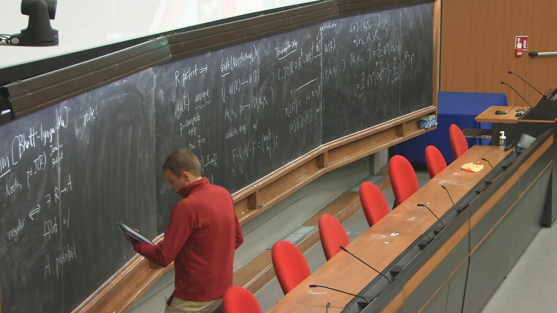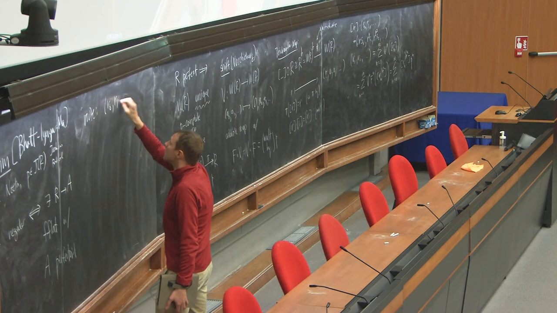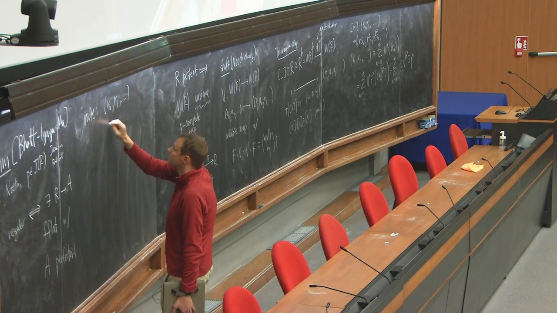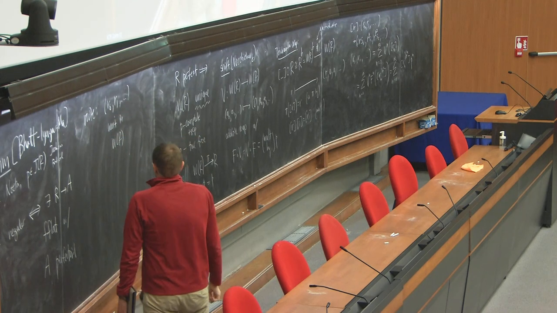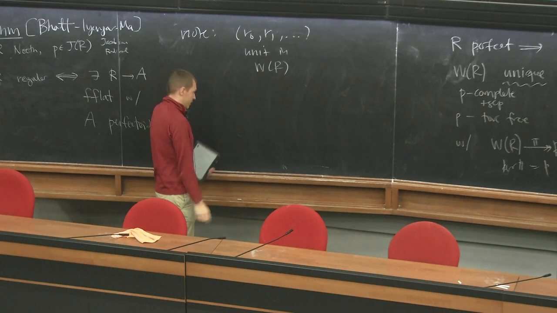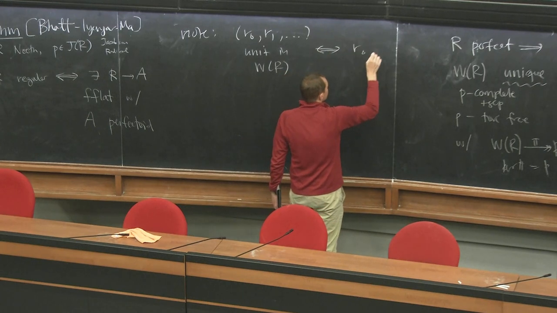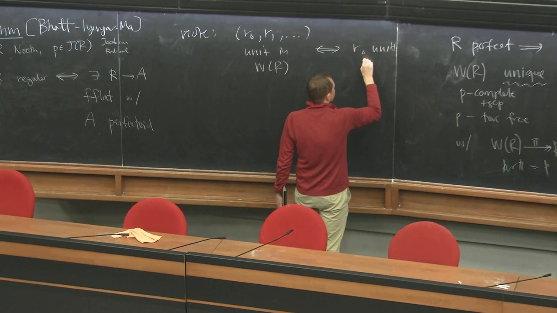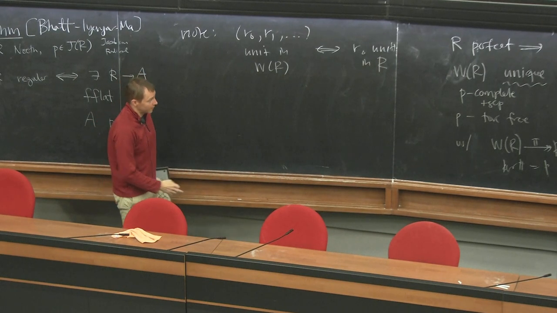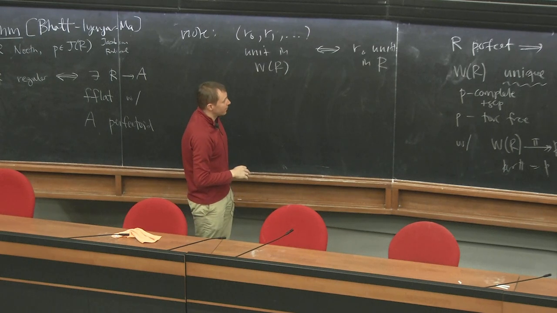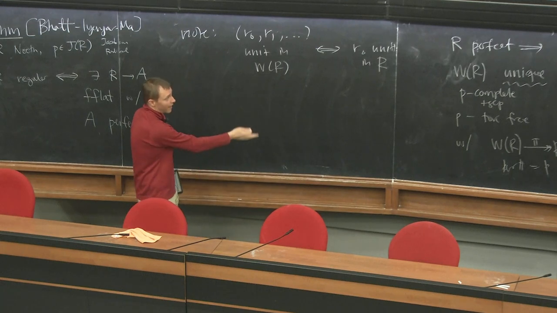All right, so one note and one definition. So note: an element of WR written in these coordinates here is a unit if and only if the first entry here is a unit. Well, again, easy to see, in terms of the functoriality of the representations.